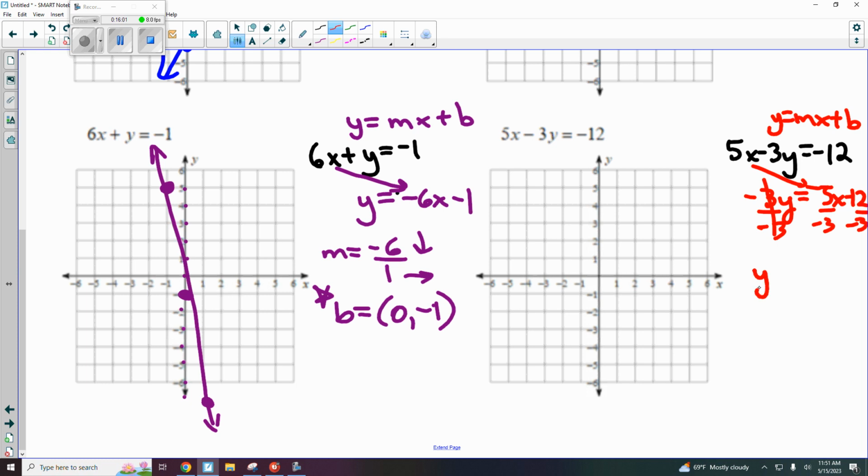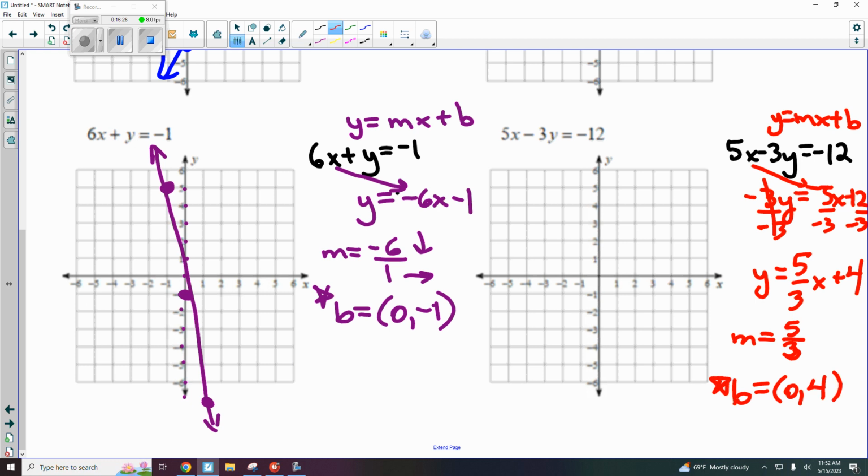Negative 3's cancel, and y equals negative 5 over negative 3. Two negatives will make it positive, so it just becomes positive 5 over 3 x. And now negative 12 divided by negative 3 becomes a positive 4. So our slope for this one's going to be 5 over 3. And our b is going to be 0, 4.